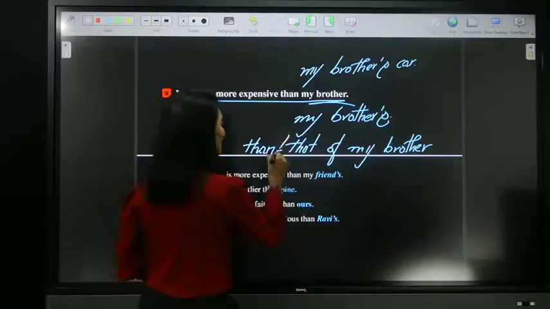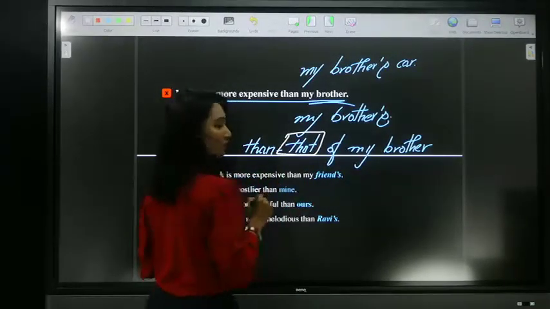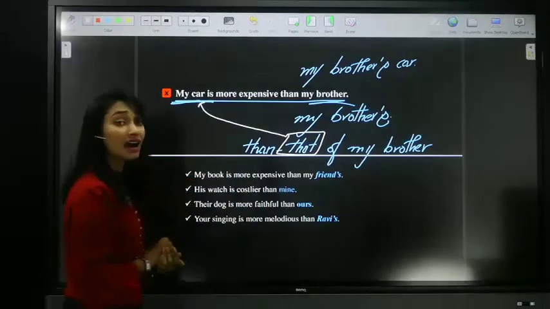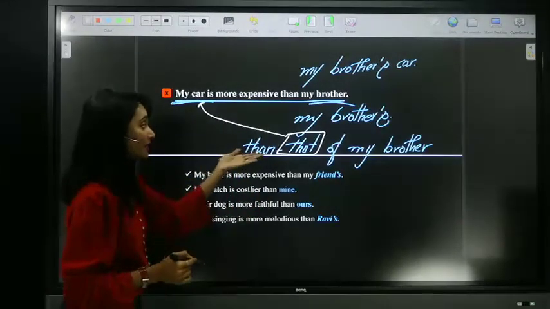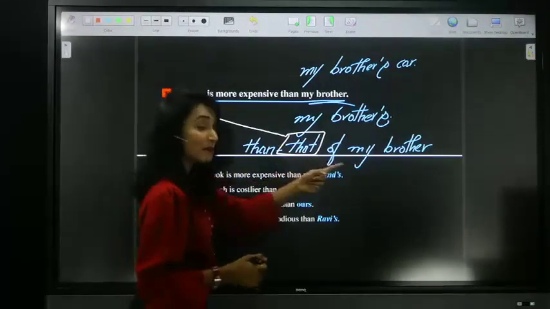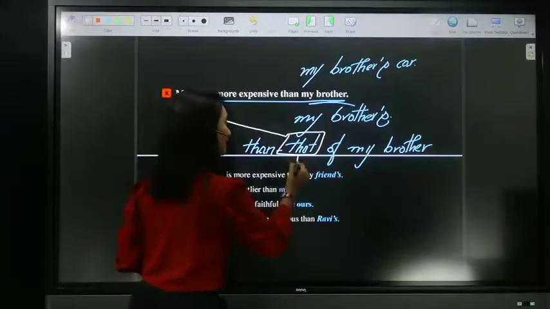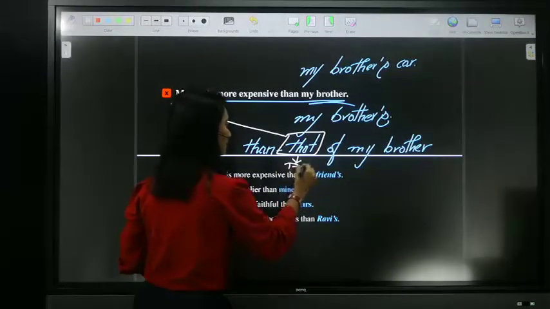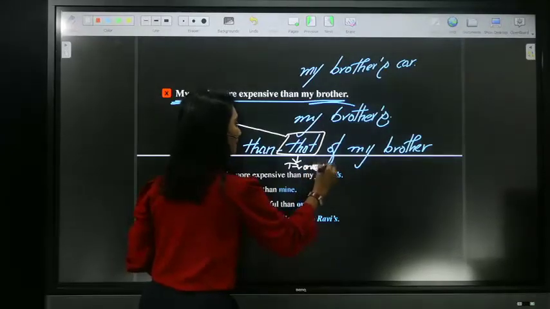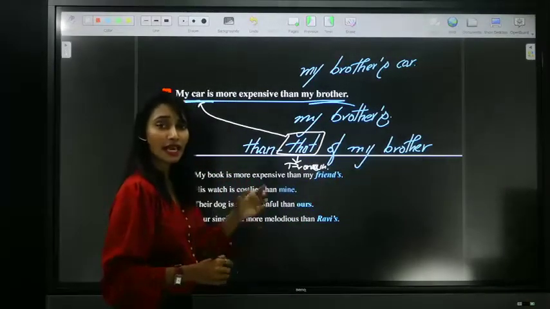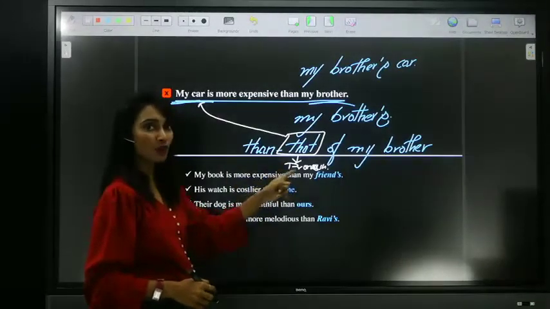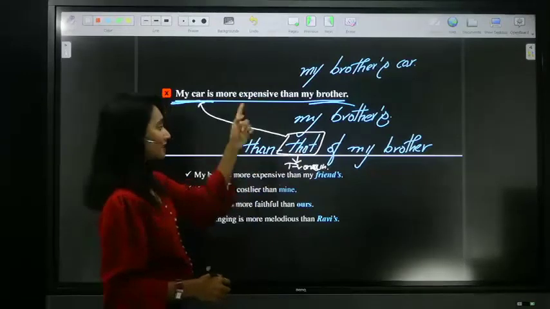So what does this "that" refer to? What are we talking about? Car. So my car is more expensive than the car of my brother. So "that" is a pronoun here. What kind of pronoun is it? It is a demonstrative pronoun. So "that" is acting as a demonstrative pronoun, and you can write it in this way also.